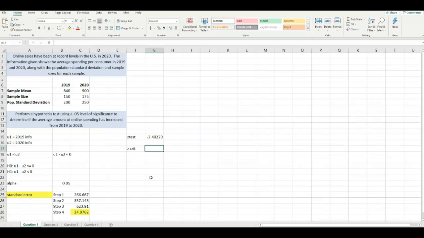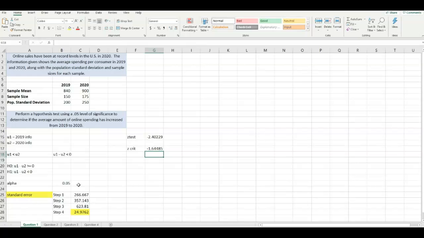Then we need to find our critical value, or our critical z-score. And that's all associated with our alpha. So in order to do that, we take norm.s.inv for the inverse, just pop in the alpha of 0.05, and that kicks back this critical z-score of negative 1.645.